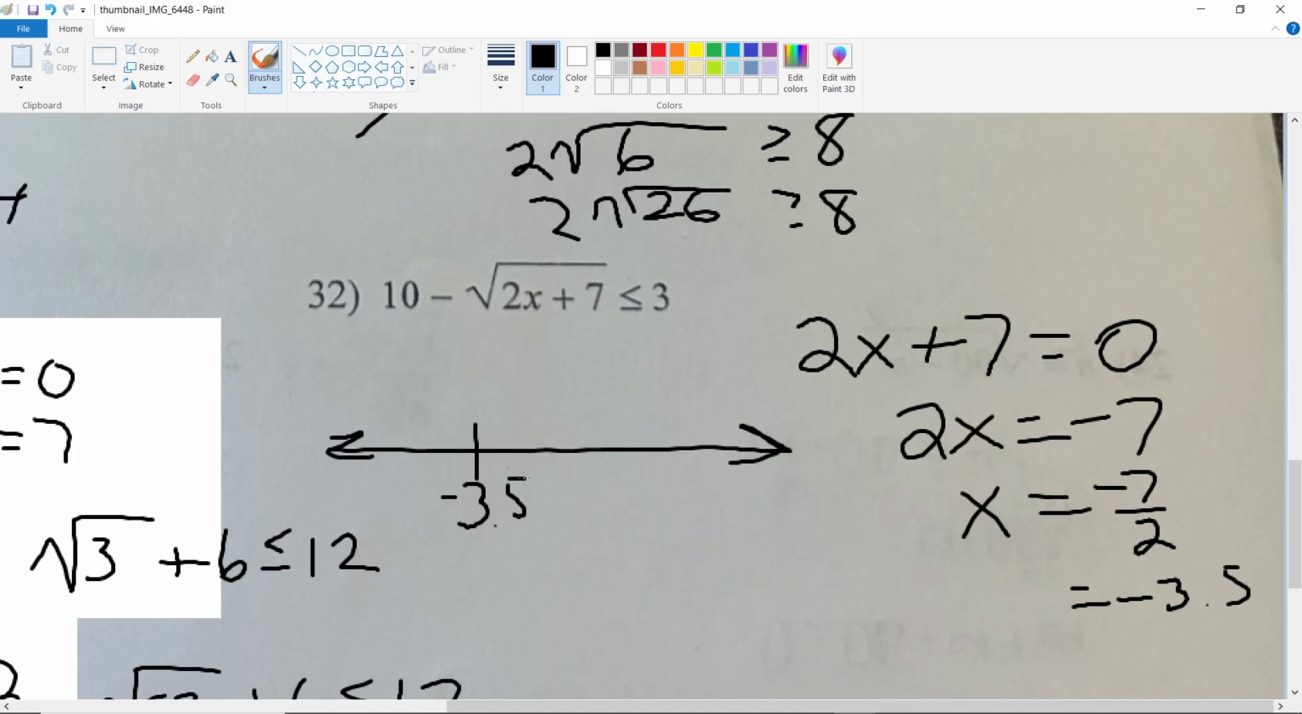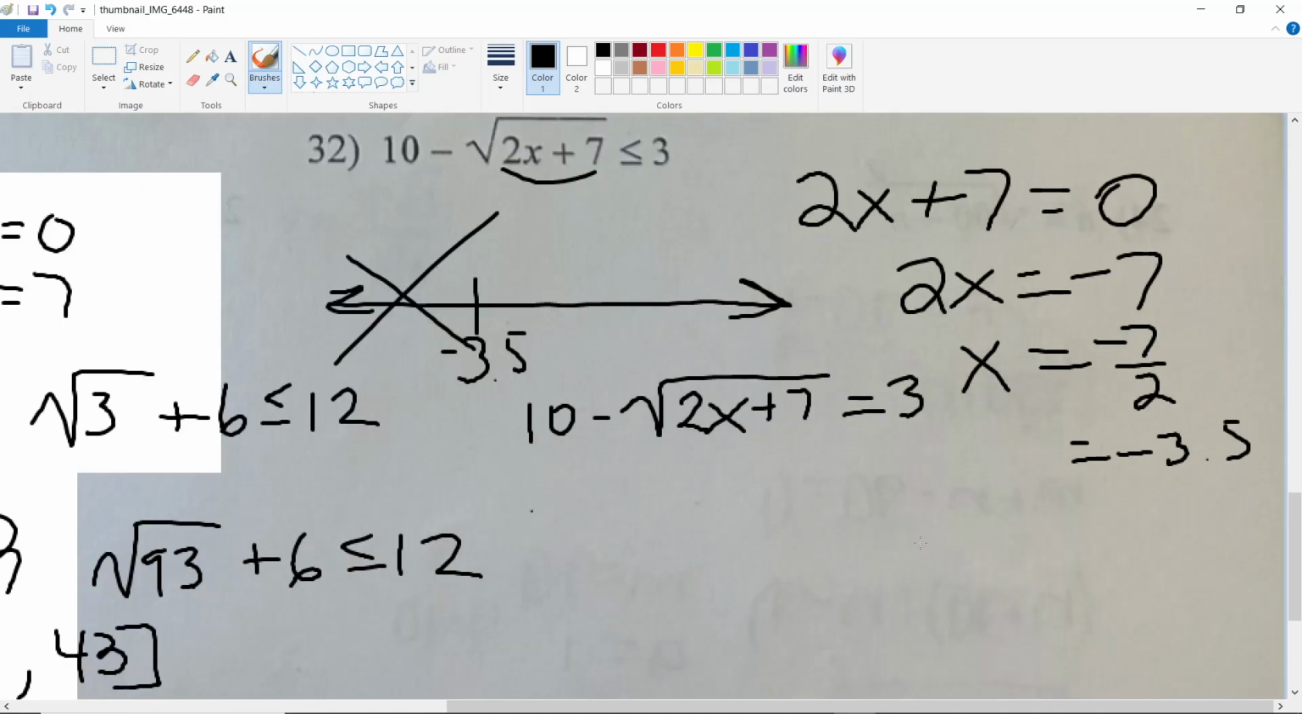Well, let me check to the left of it. I'll try negative 10. 2 times negative 10 is negative 20, plus 7 is a negative number. Anything to the left of negative 3.5 is out. Let me try to the right of it. I'll try 0. 2 times 0 is 0, plus 7 is a positive number. I can take a square root of that, so that's fine. Turn this into an equality. 10 minus square root of 2x plus 7 equals 3.